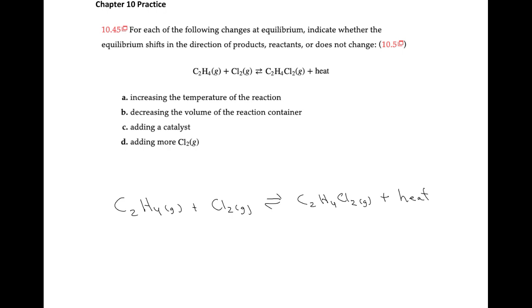So we know right away, just by seeing that heat is given off, this must be an exothermic reaction because heat is released. So in essence, in an exothermic reaction, you can think of heat as one of the products. So not only is this molecule here a product, but heat is also a product of the reaction. So let's take a look at A.